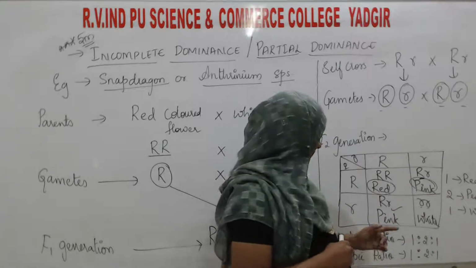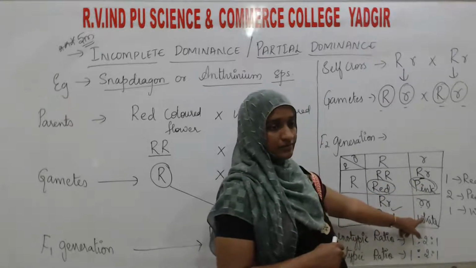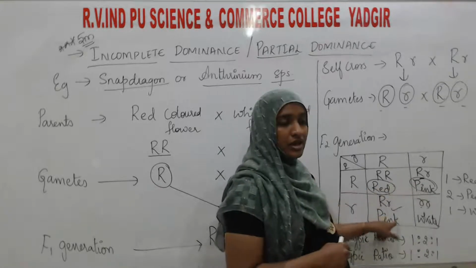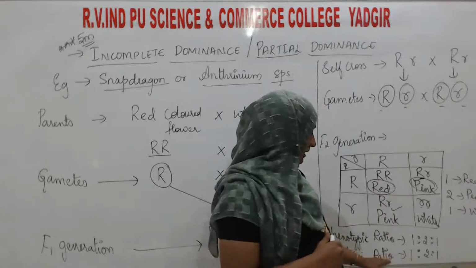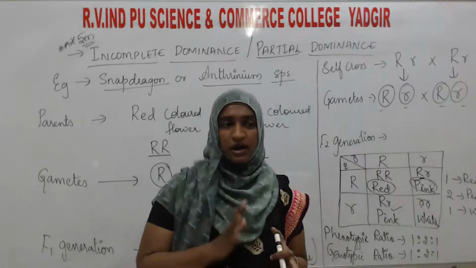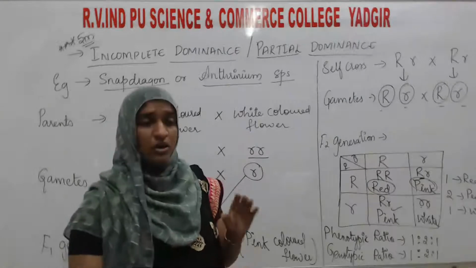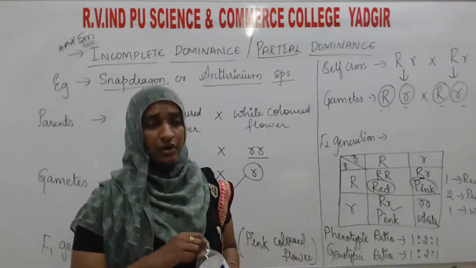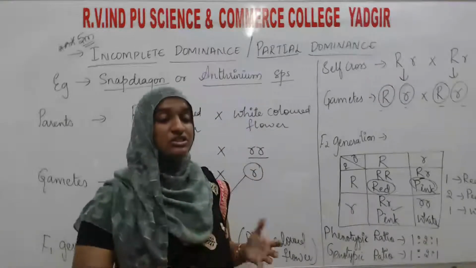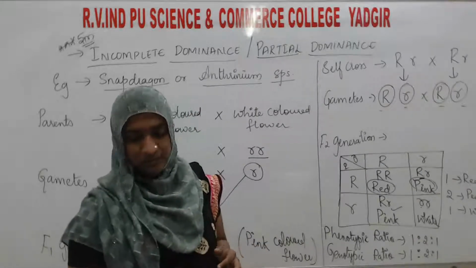So what will be the phenotypic ratio? 1 red, 2 pink, 1 white. This is the phenotypic ratio. Again the genotypic ratio is 1 RR, 2 Rr, 1 rr, which is also 1:2:1. So this is about incomplete dominance. Next, what is the explanation behind the concept of dominance? How one gene is dominant over the other, that we have to see.